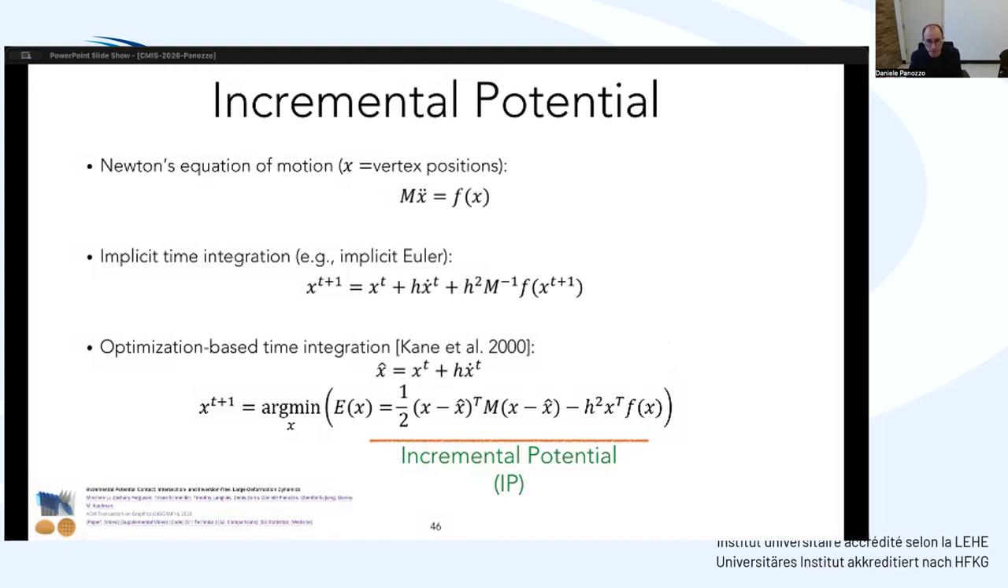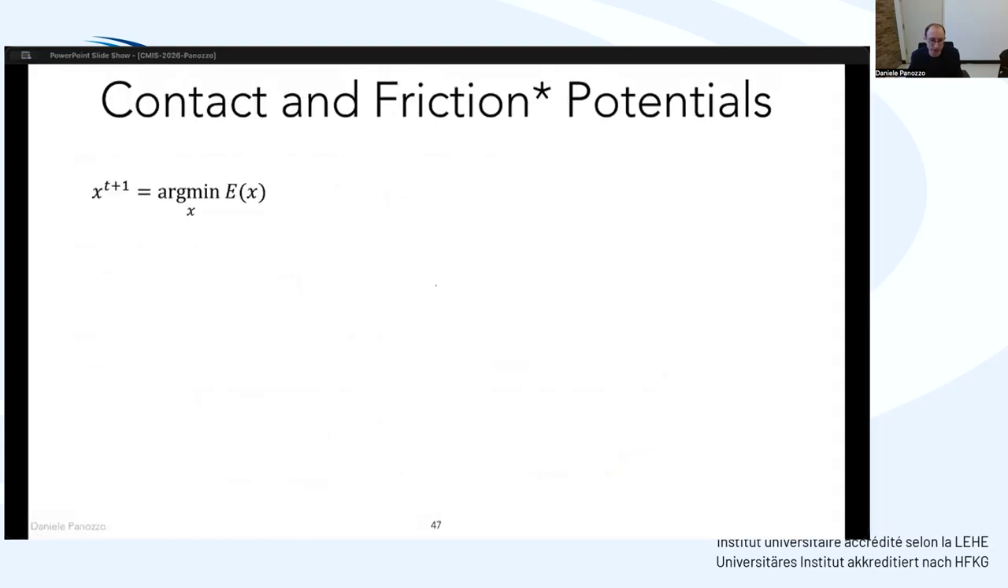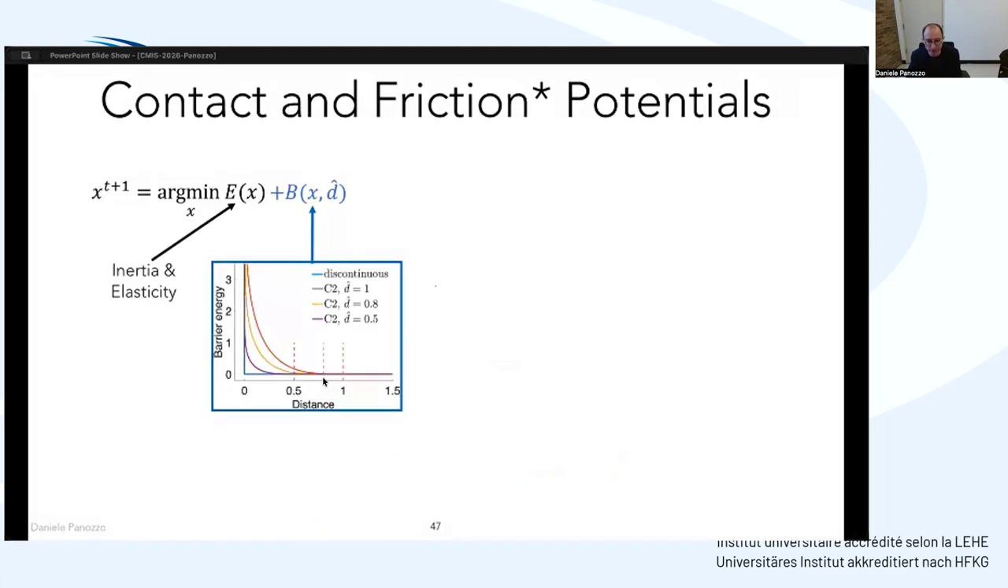So what you can do here is now you have a term E that you minimize, accounting for inertia and elasticity. And you can now introduce your contact forces as the gradient of another potential, which we call the contact potential, which is defined in such a way that it diverges when two objects are exactly in contact.